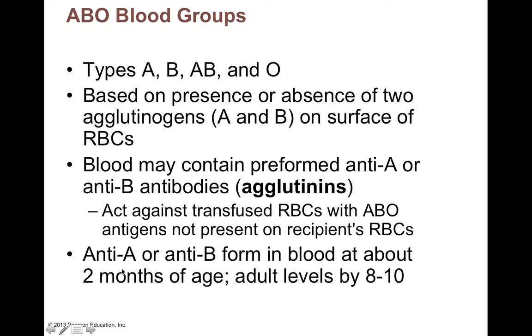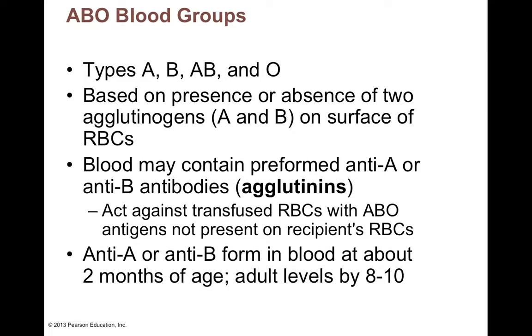So what we find is that up until about 2 months of age, you're actually not making many antibodies. So fetuses and newborns don't make these antibodies as much. And that kind of makes sense, because if the fetus was making antibodies and the fetus's blood type didn't match the mother's blood type, then you could start to get some weird reactions, right? The fetal antibodies could start to attack the mother's blood, and that would be bad.